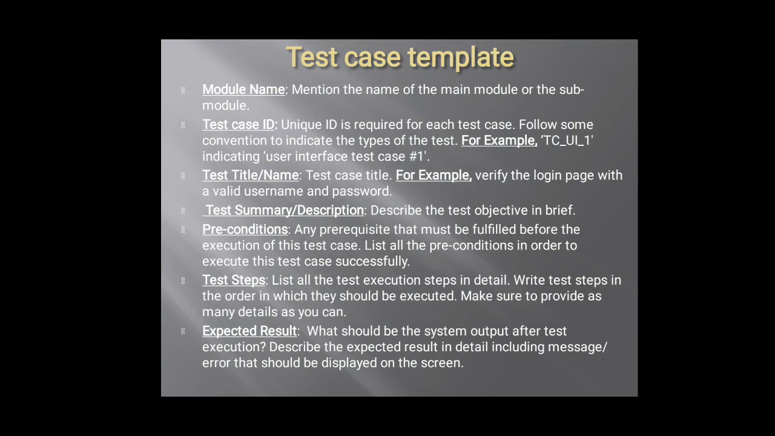We have to create a test case ID for each test case which we are performing. For example, if I am writing TC_UI_1, that indicates user interface test case number 1. That is, TC here specifies that I have a test case for my user interface, and the ID which I am providing for the test case is 1.